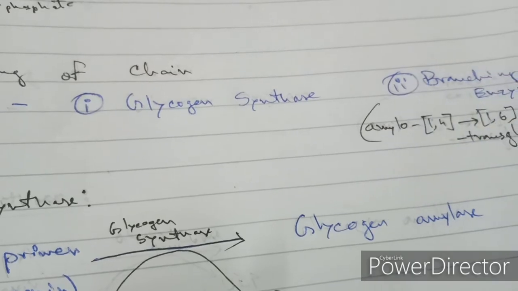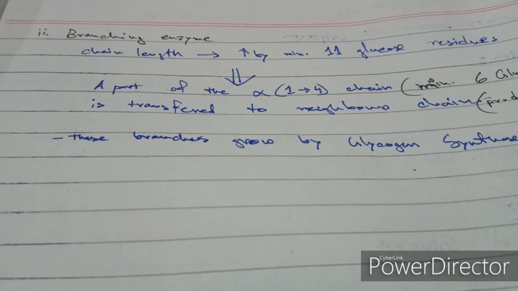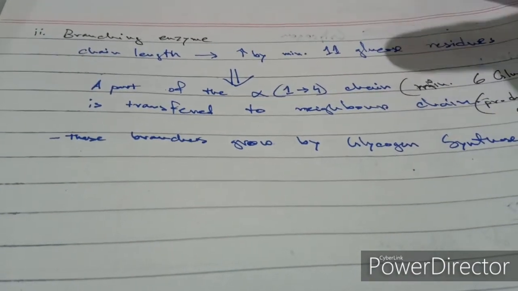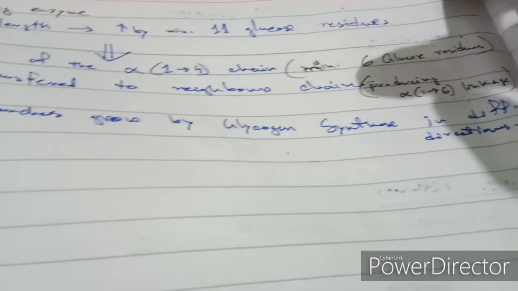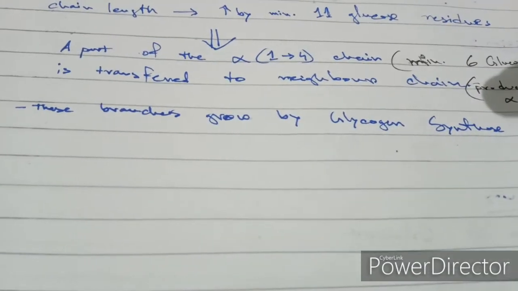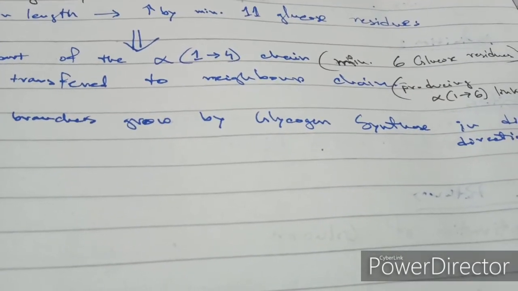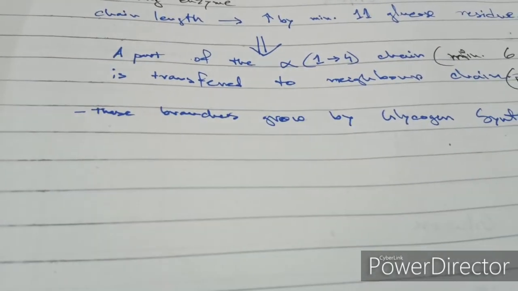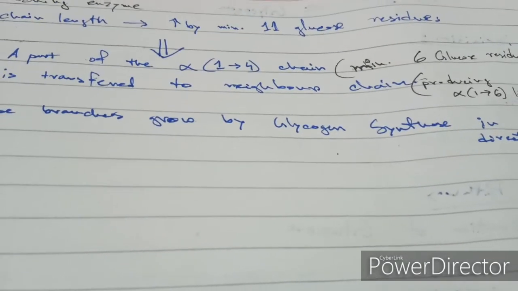Continues to elongate. Then there is the branching enzyme, which is responsible for branching when the chain length is increased to a minimum of 11 glucose residues. A part of the alpha 1,4 chain, a minimum of 6 glucose residues, is transferred to the neighbor chain, producing the alpha 1,6 linkage, and these branches grow further by glycogen synthase in different directions.